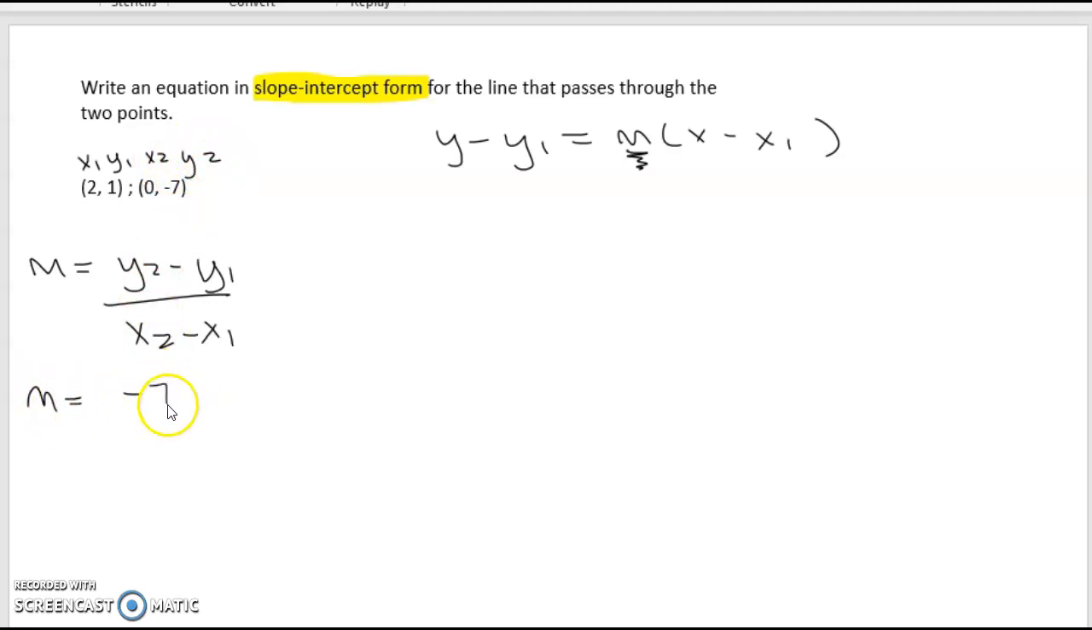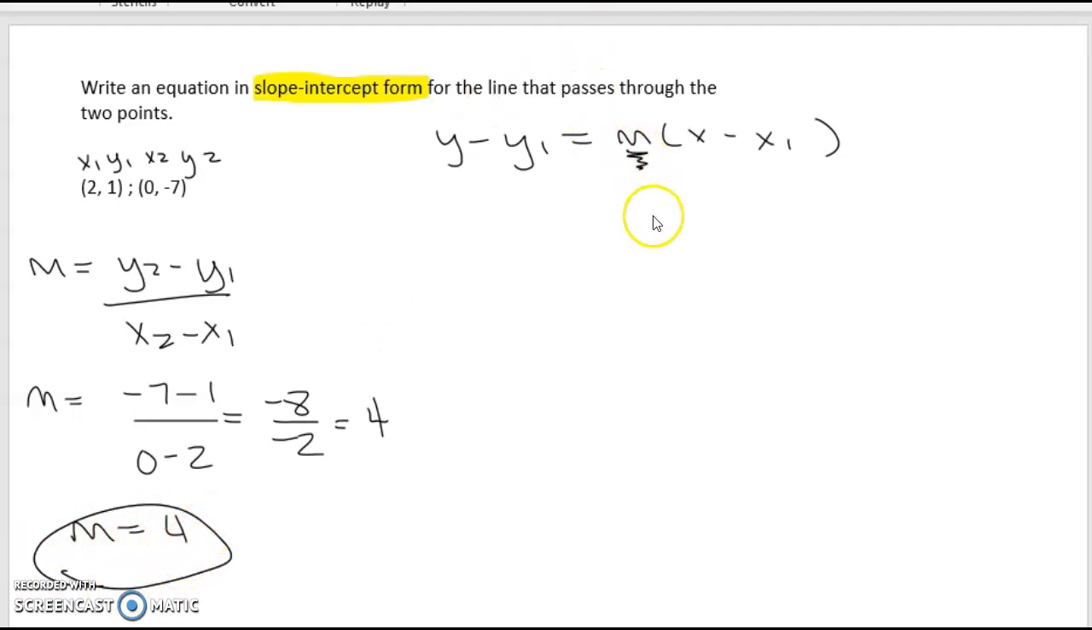So my slope is negative 7 minus 1 over 0 minus 2, which gives me negative 8 over negative 2, which is a positive 4. So my m is going to be 4. That's what I'm going to use over here. And we really get to pick which ordered pair we want to use. I'm just going to use the first one for the sake of it being labeled properly. Y minus my y1, which is 1, and x minus x1, which is a 2.